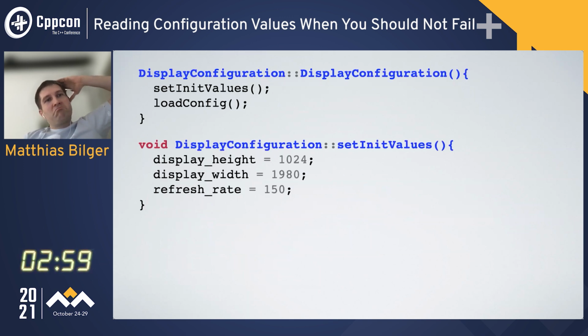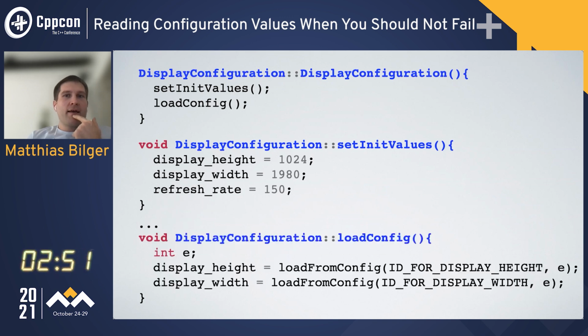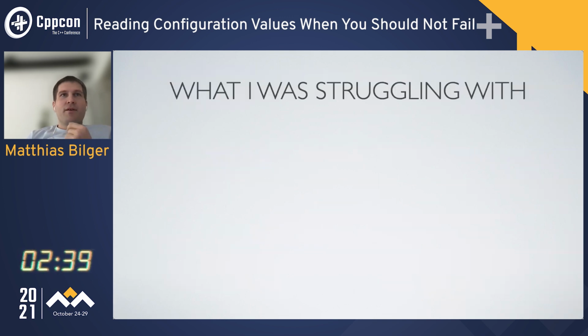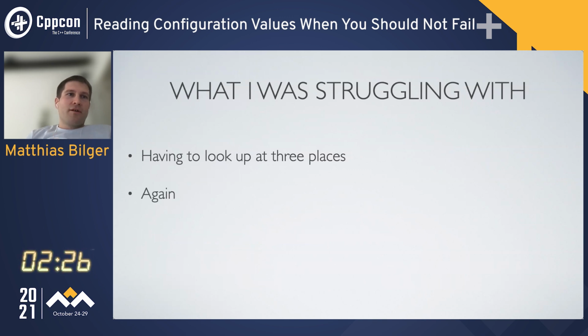Okay, setting some values, kind of. And then you have to search and look, and actually there is a load config. It loads only 2 of 3, but don't matter. And the error code, nobody takes care of that. What I was struggling with is having to look up at least 3 places to actually get to know what flag is loaded and what is the default value and so on. And doing it again and again and again.